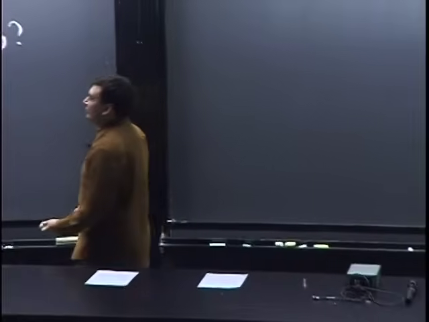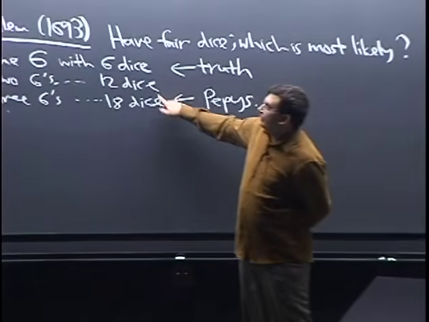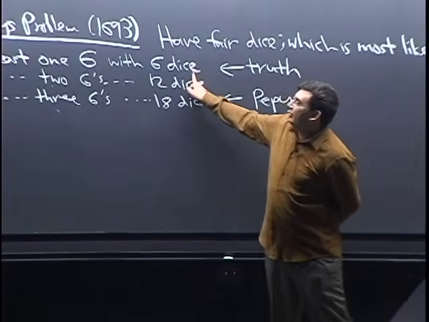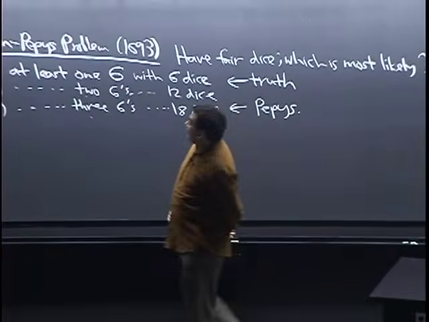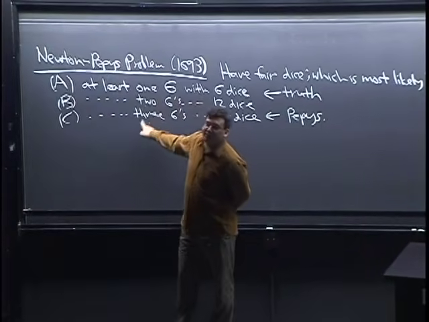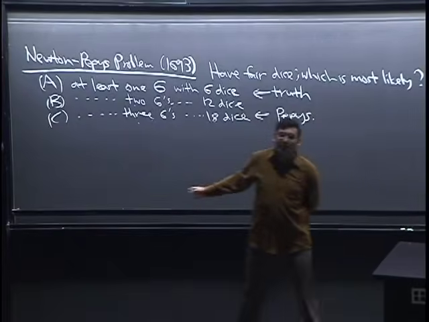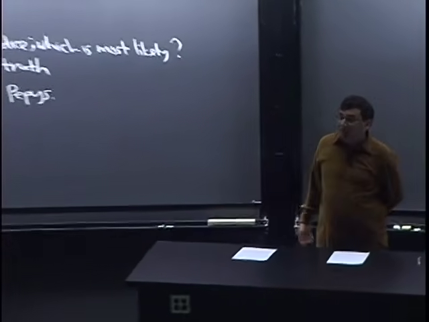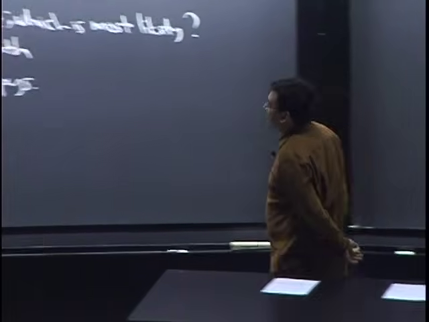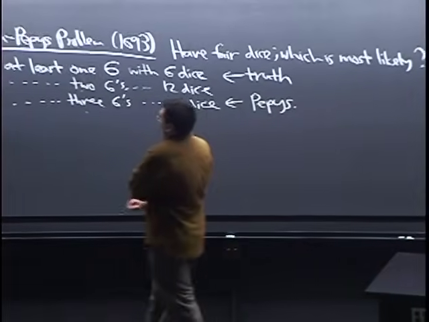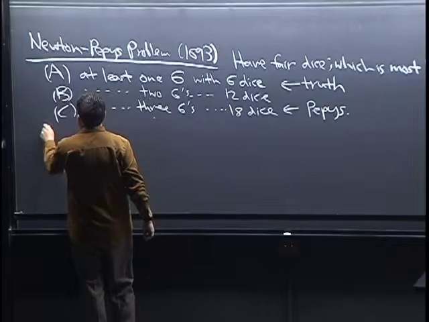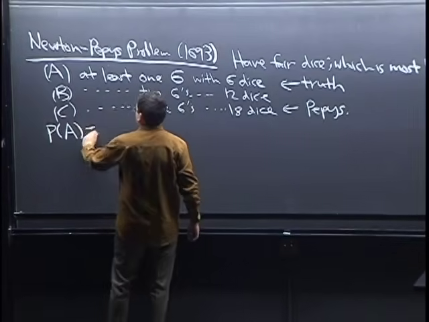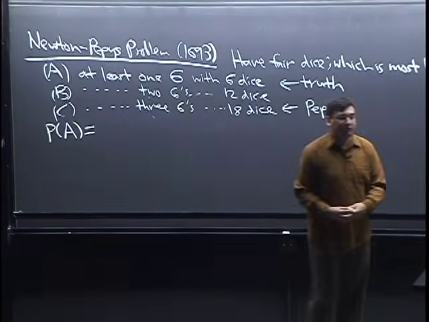And what actually happened is Newton wrote back a letter deriving it and showing that A was the largest. And apparently Pepys had some other bet based on this that he reneged on when he found out he was wrong. All right, so now let's solve the problem. At this point, this should be a pretty easy calculation for us, so it shouldn't take too long.